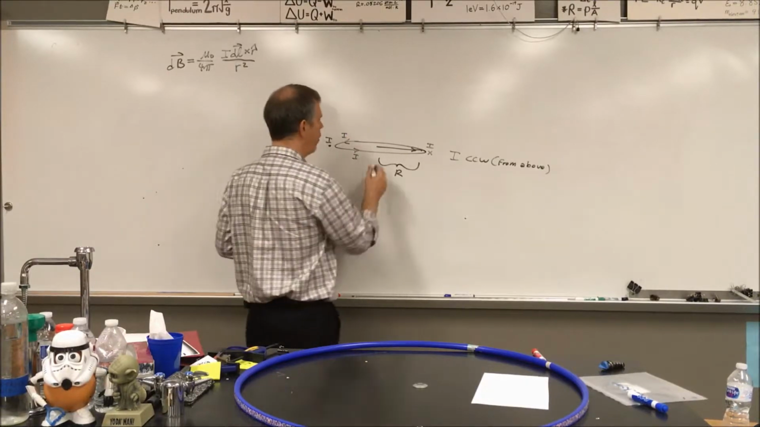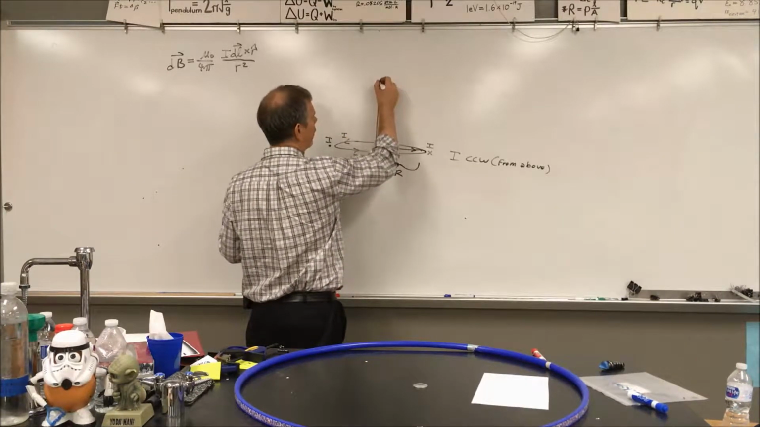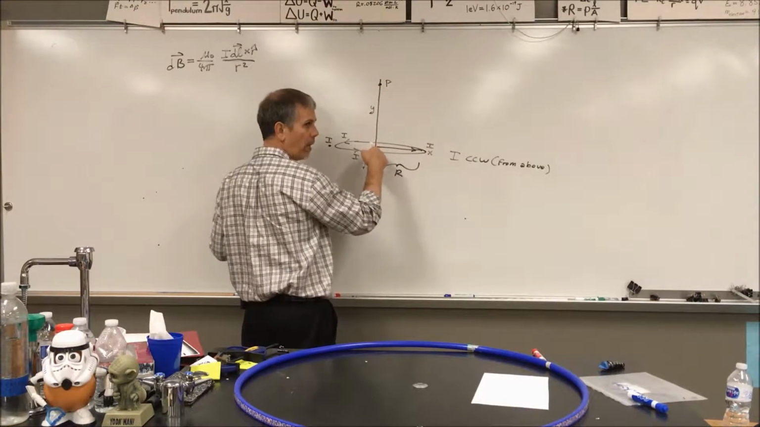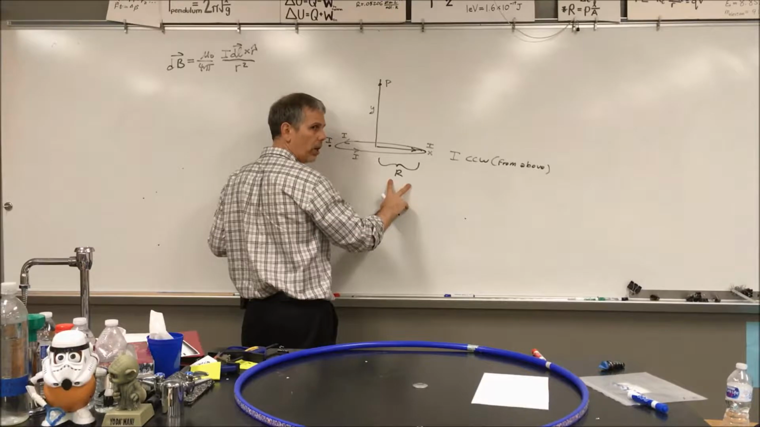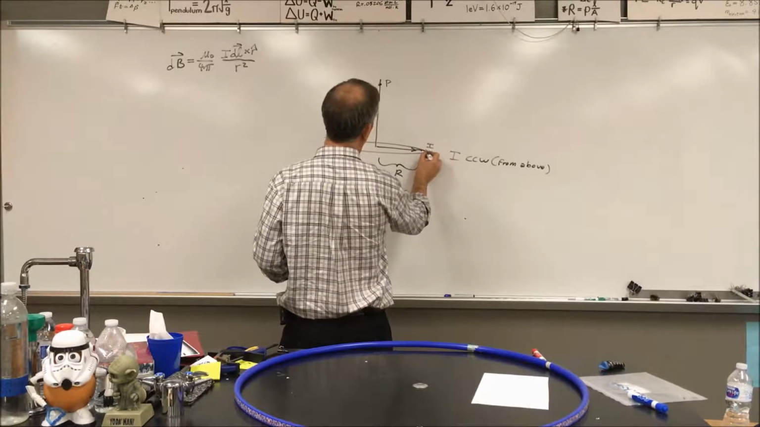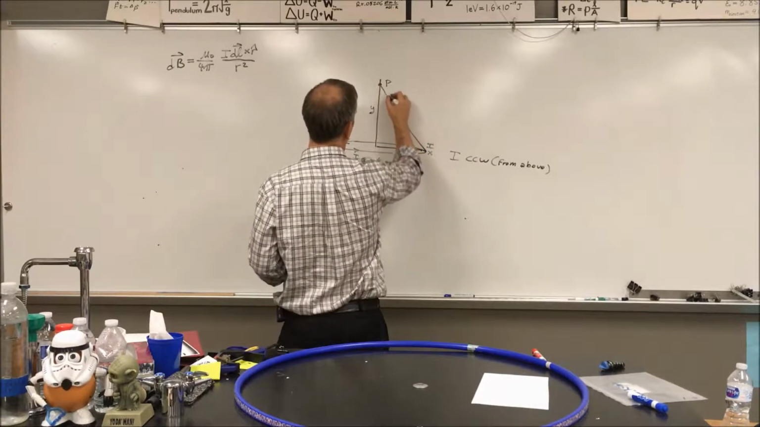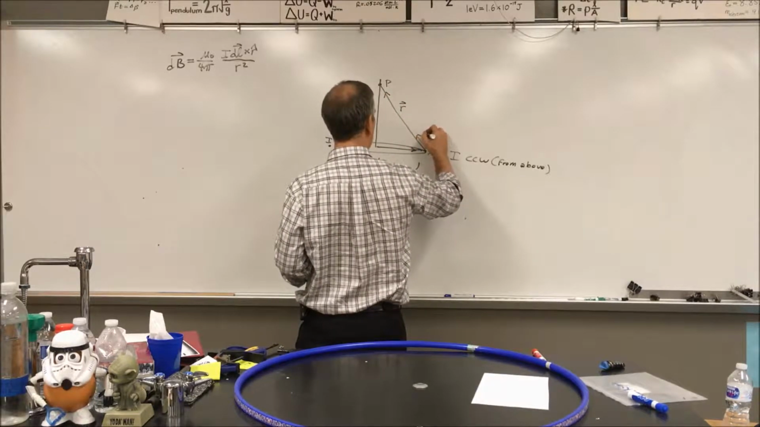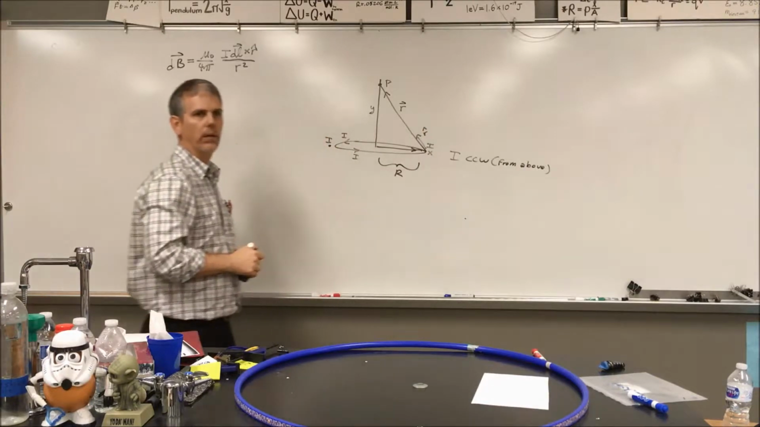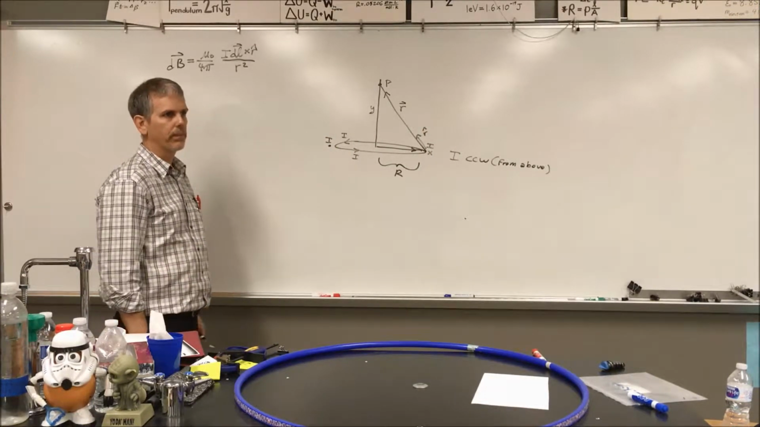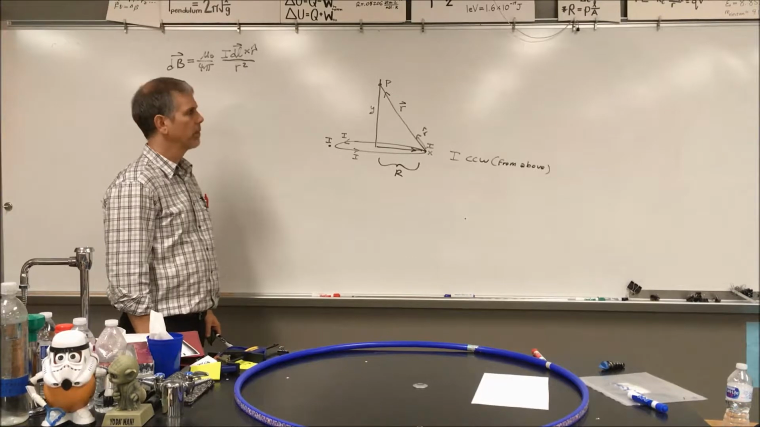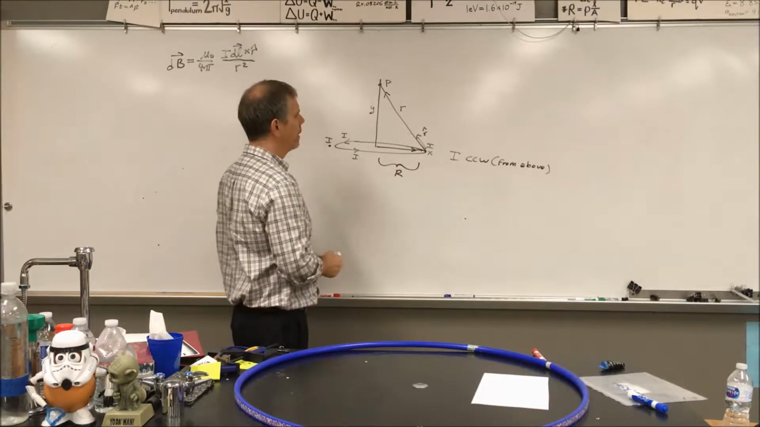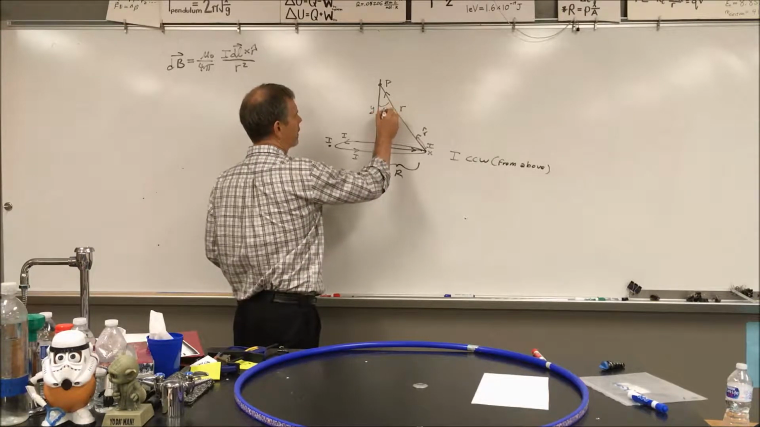We're going to take a point out here. We're going to take a point P. We're going to say this distance is Y. This distance again is R. And then this will be R, and this will be R hat, which points in the direction of R. Okay, and let's take this as our angle, theta.